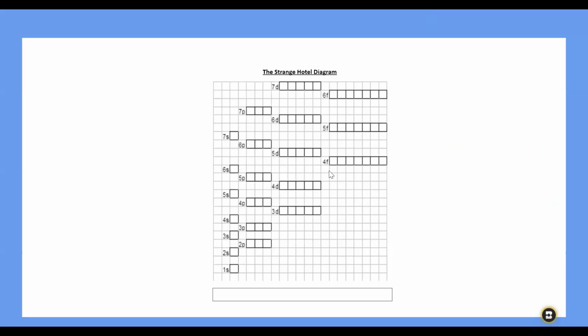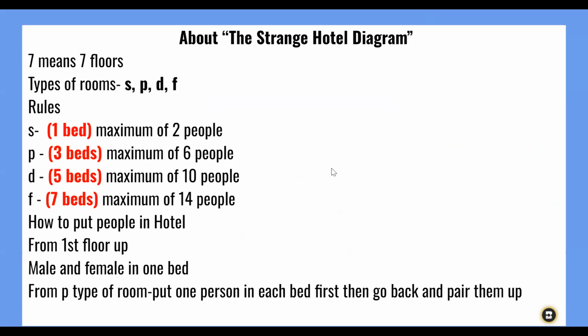Okay, that's the strange hotel. Then this is what I mean. Please get your picture. You took the picture. I told you to take the picture of this strange hotel so you can reference it. There are 7 floors, and types of room: S type of room, P type of room, D type of room, F type of room. S room can contain a maximum of 2 people. P room, we have 3 beds, maximum of 6 people. D type of room, 5 beds, maximum of 10 people. F type of room, 7 beds, maximum of 14 people.